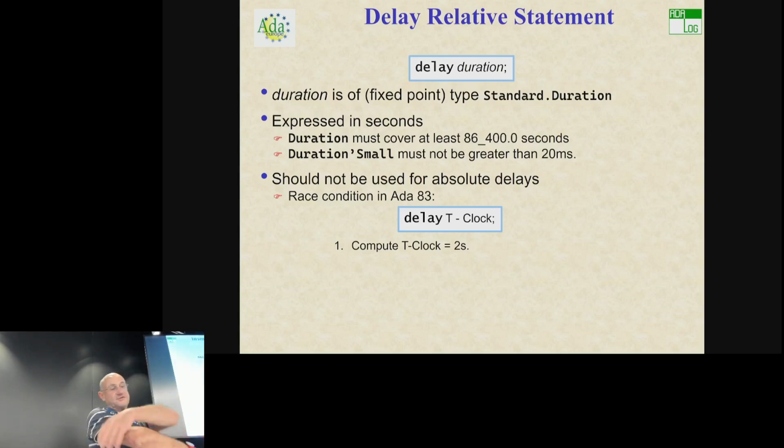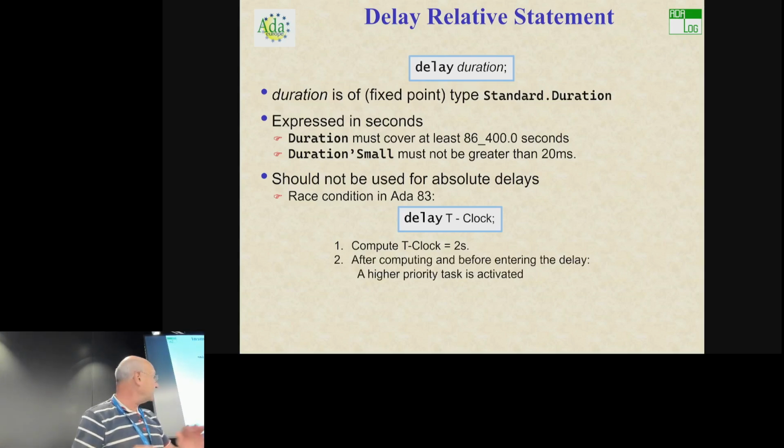First, you compute t minus clock, say 2 seconds, okay? And between the time where you compute that difference and when you enter the delay, you are interrupted by a higher priority task. Very unlikely, not impossible. And say that this task runs for 5 seconds.